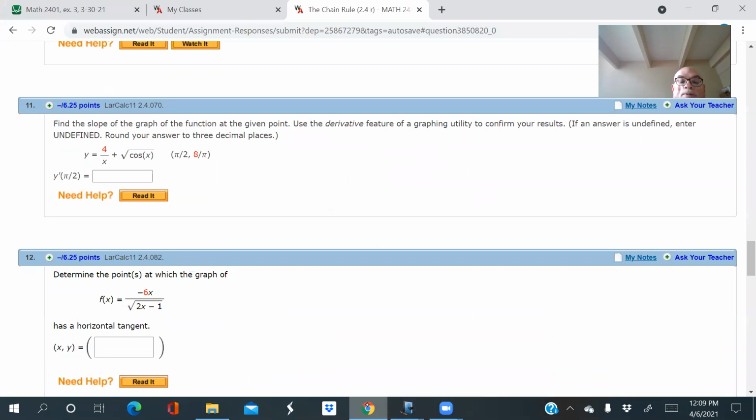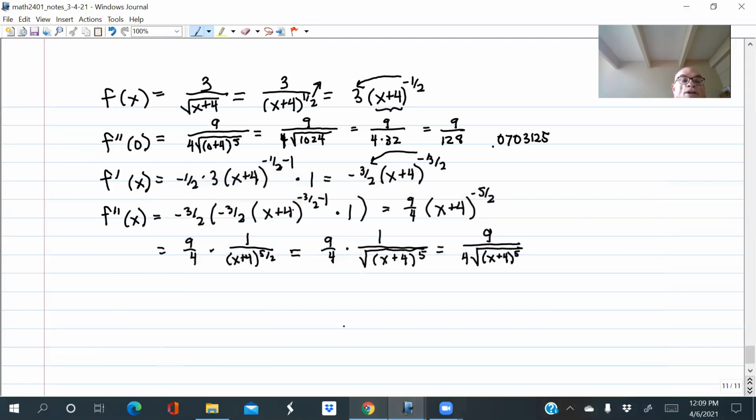Well, the evaluation part we don't need to do, but let's look at taking the derivative. So the function is 4 over x plus the square root of cosine of x, and we want to find y prime.